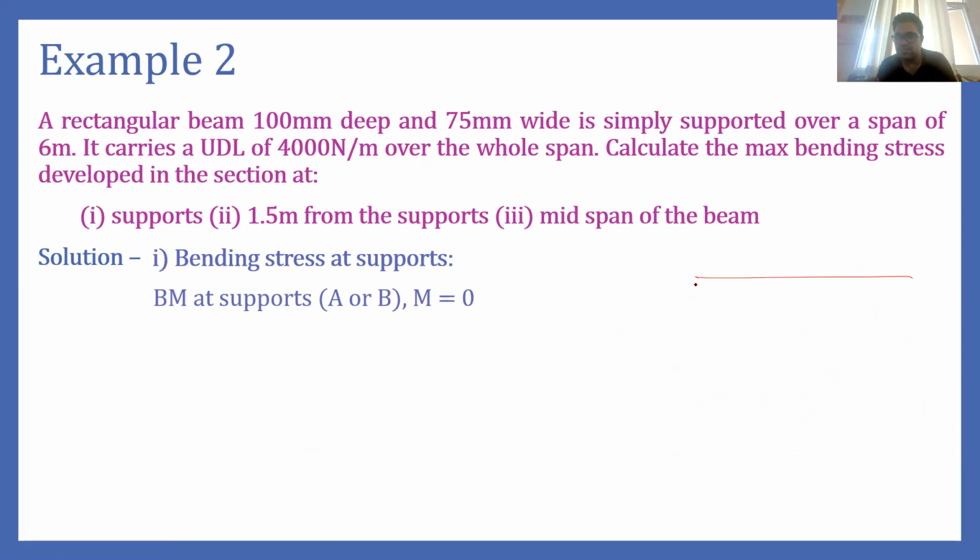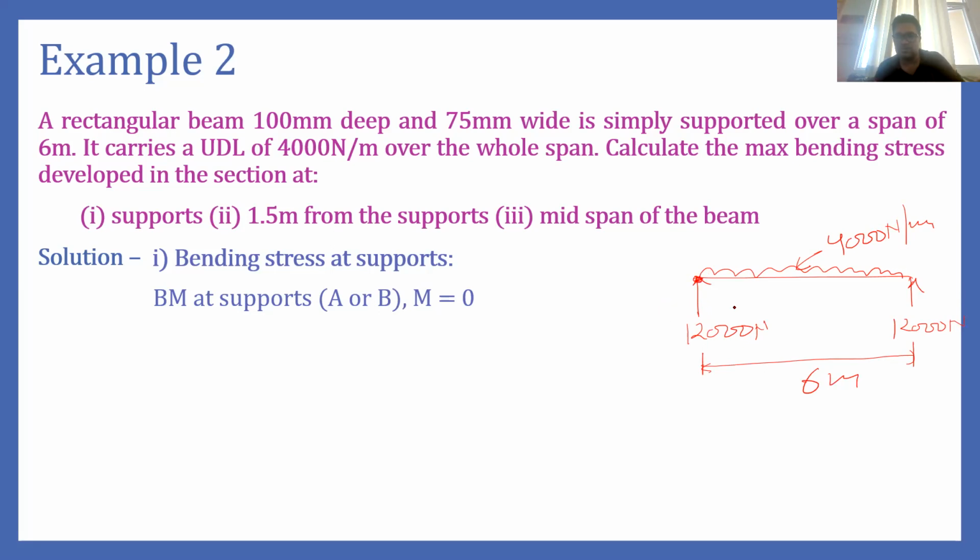Now I will simply make the free body diagram of the beam. Here we have the supports, and this is the UDL, which is 4000 Newton per meter, and the reaction is 12,000 Newton each, and the span is 6 meter. So at support, we know that bending moment is 0.